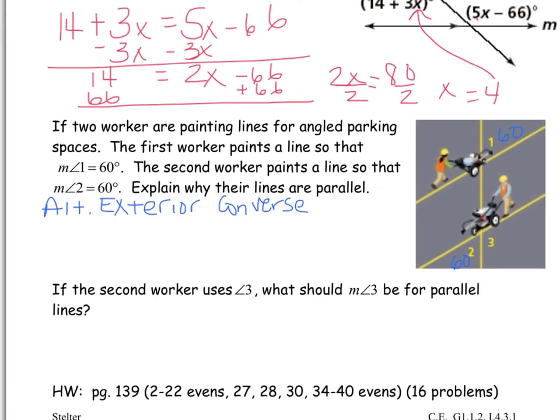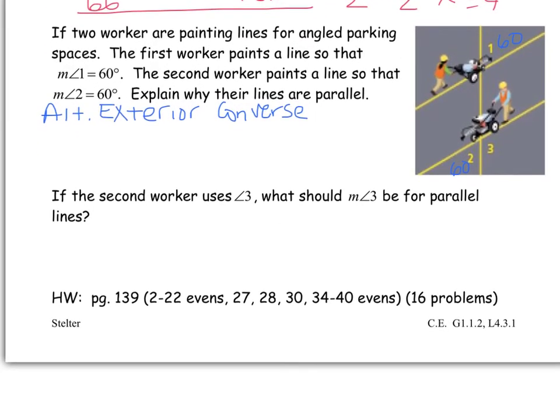An extension to that, if the second worker uses angle 3, what should the measure of angle 3 be for the lines to be parallel? Well, angle 3 is obtuse, so it's got to be the supplement of the 60. So it should be 120. Okay, because angle 3 and angle 1 are same side exterior. So converse of same side exterior.